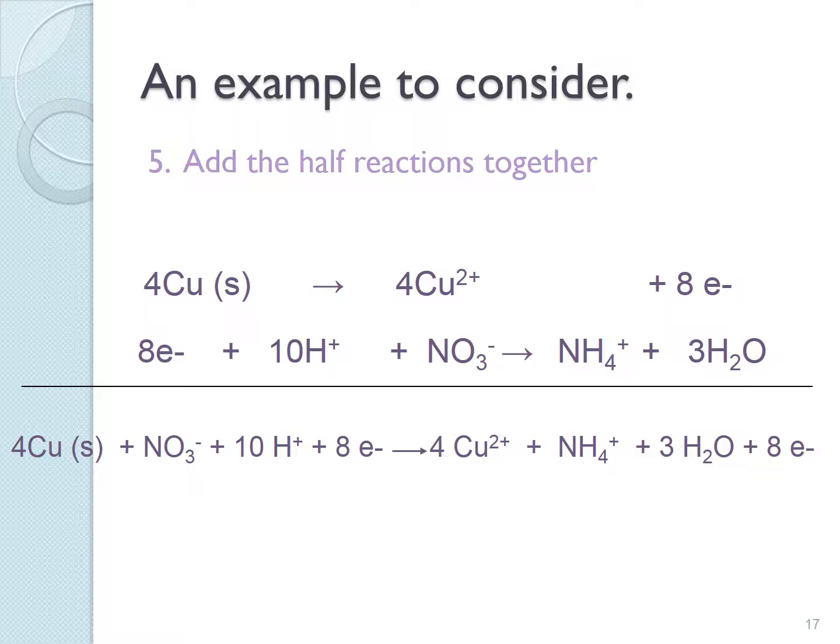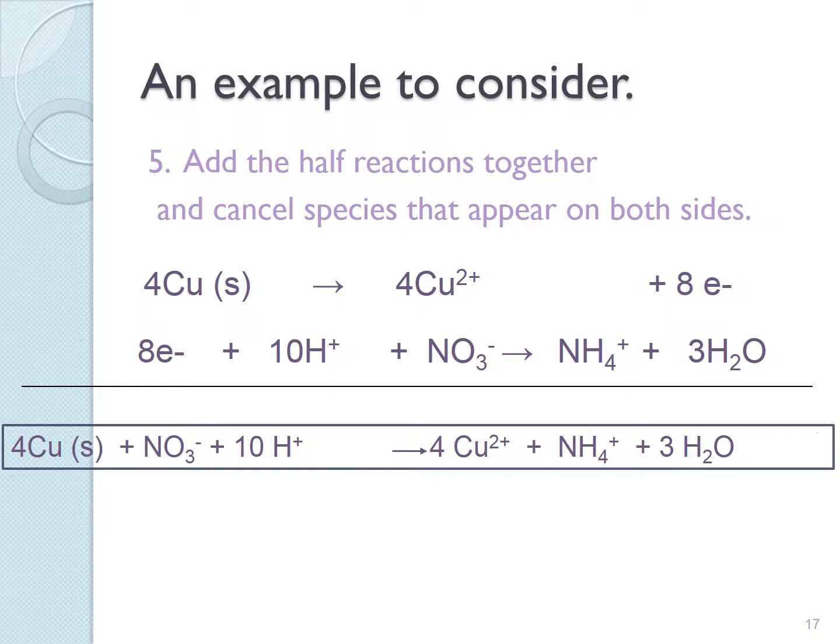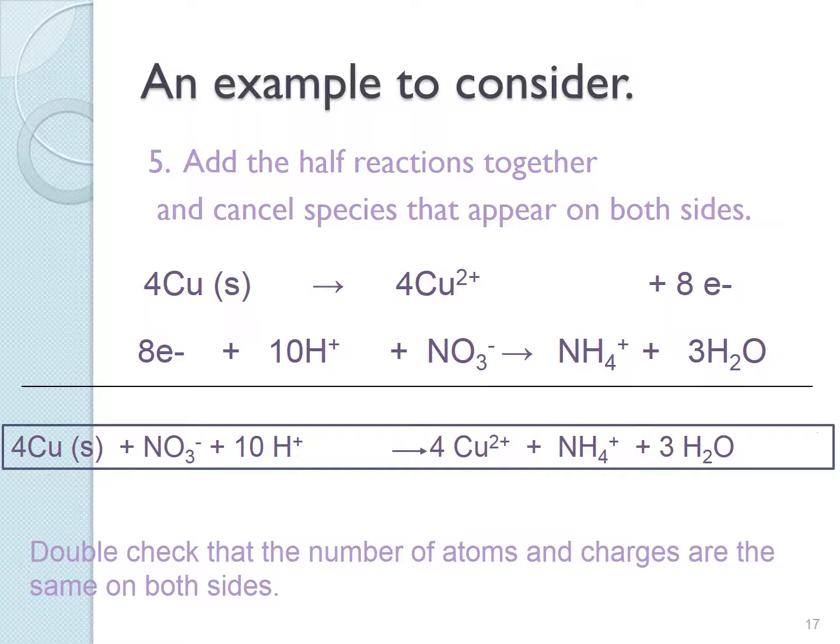Now we can cancel anything that shows up on both sides. So the electrons will cancel. They'll go away. And here is our final answer. So this is the balanced oxidation reduction reaction given the skeleton half reactions that we looked at in the beginning. All right, so let's do another example.